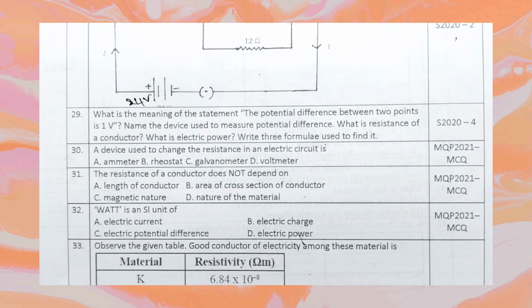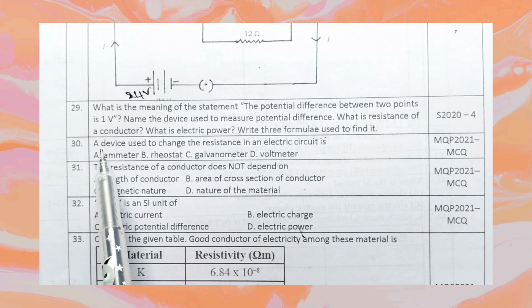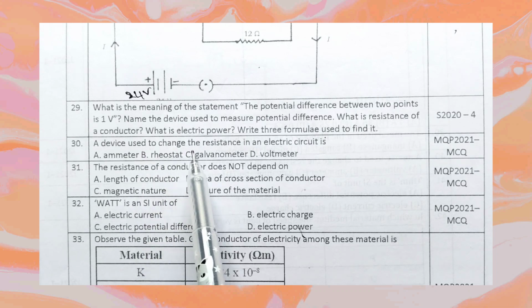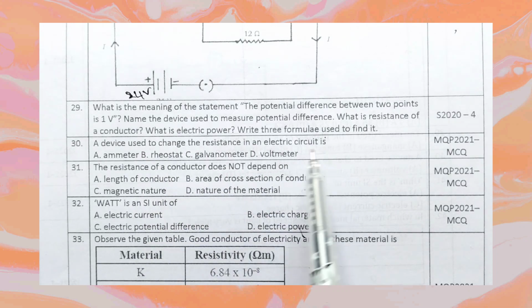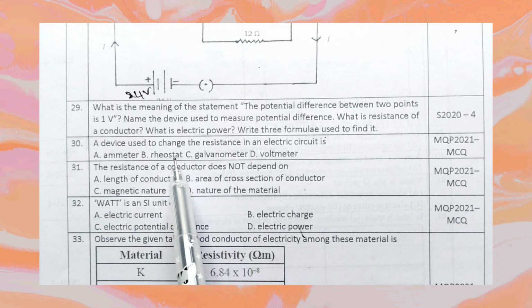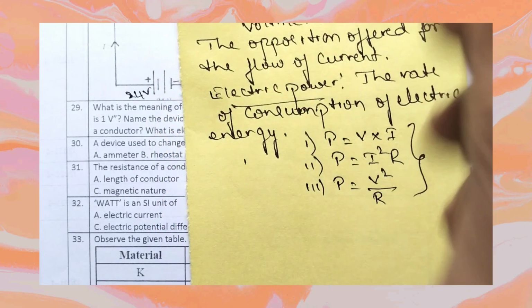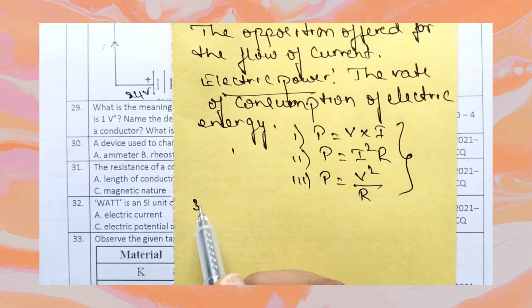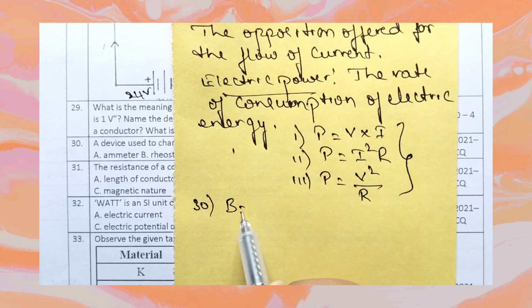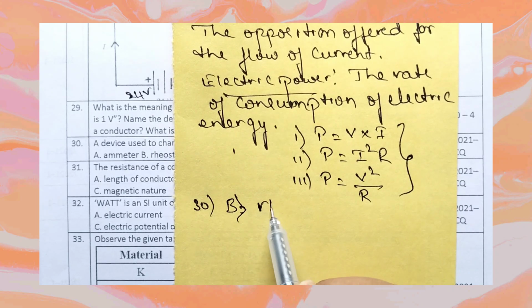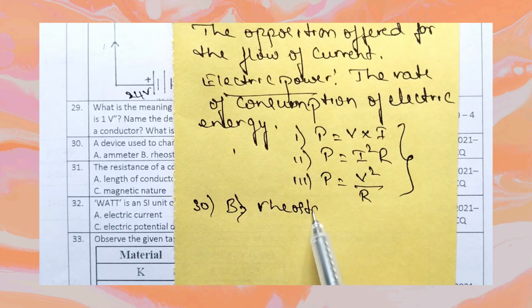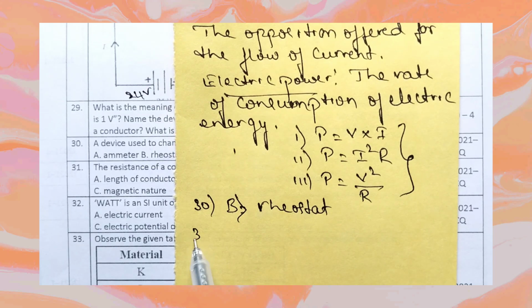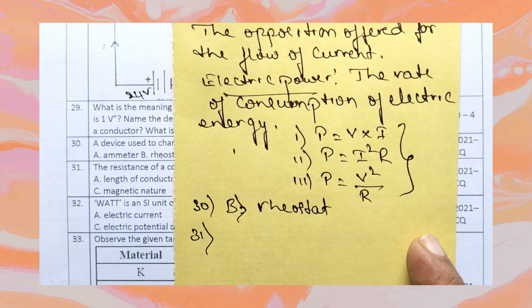Now let us move to the next, the 30th question. A device used to change the resistance in an electric circuit is a meter, rheostat, galvanometer, or voltmeter. The right answer for this question is option B, that is rheostat. A rheostat is a device used to increase or decrease the resistance.